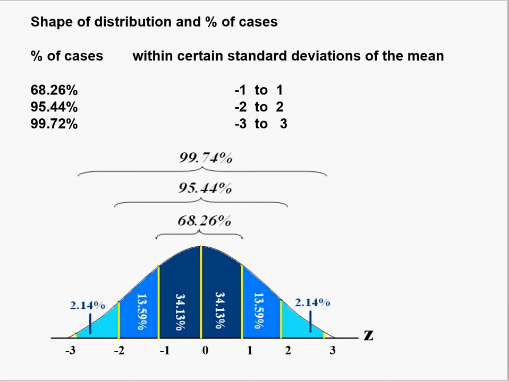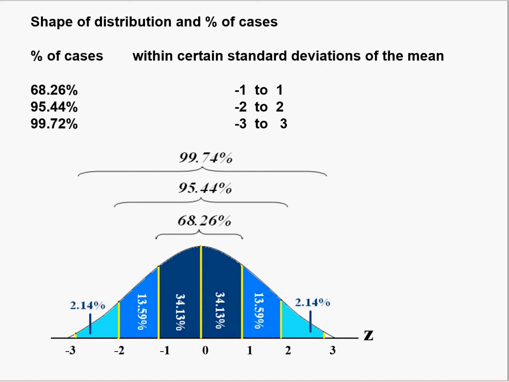So this chart is pretty useful, but this chart has limitations. What limitations? All the values here are integers, whole numbers. So we know that if a value is one standard deviation above the mean, then between that value and the mean, you have 34.13% of all cases.